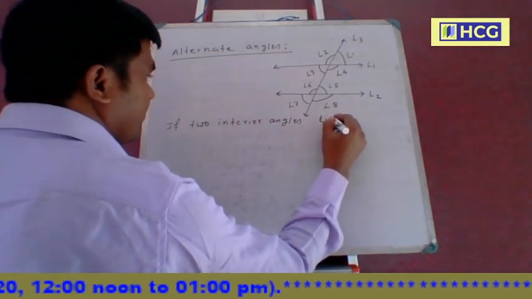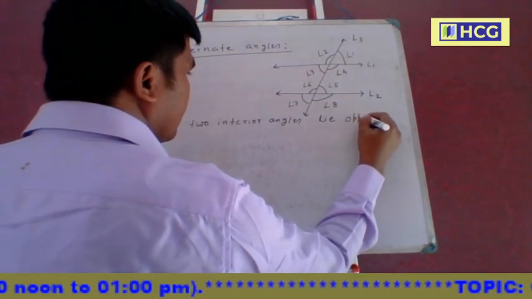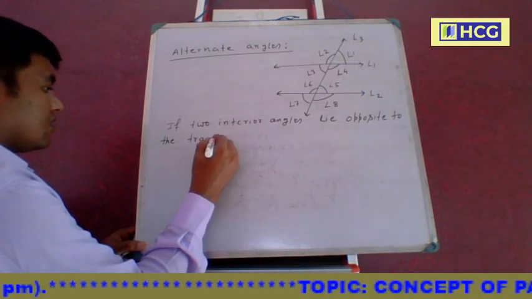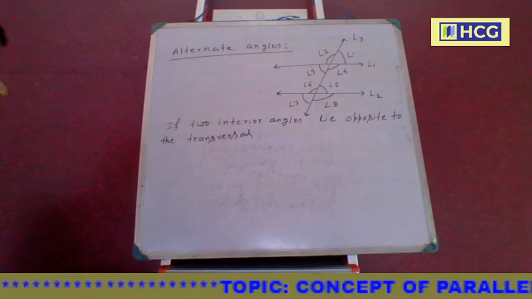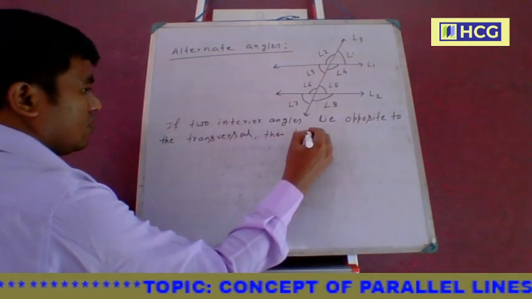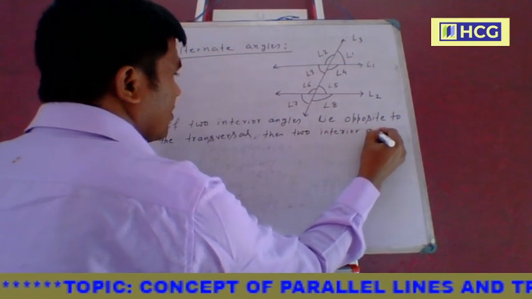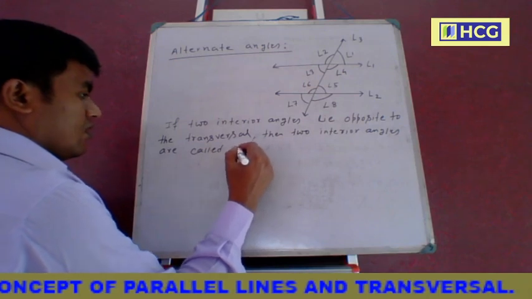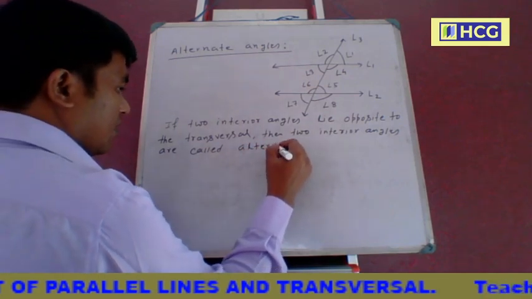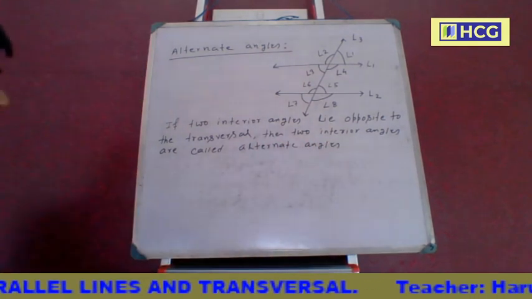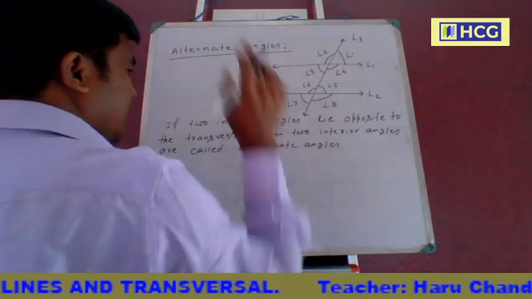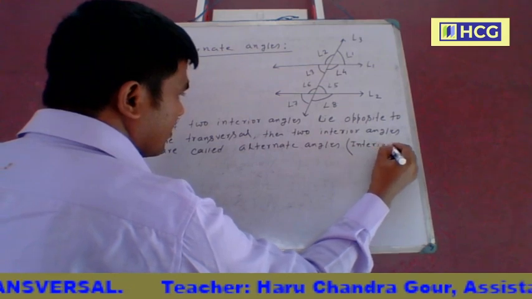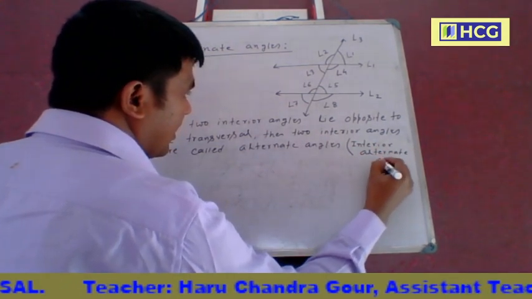If two interior angles lie opposite to the transversal, then the two interior angles are called alternate angles. So these are the interior alternate angles, and exterior alternate angles are also formed. This definition is for interior alternate angles.